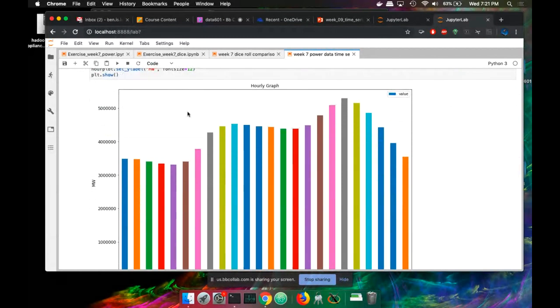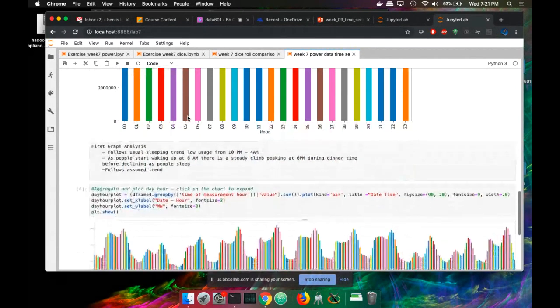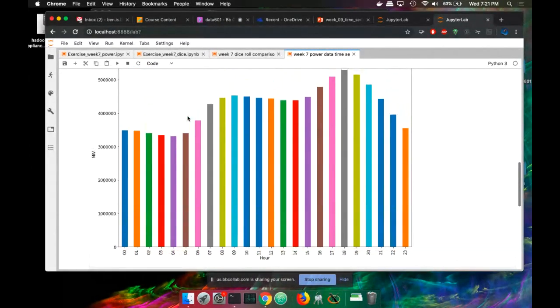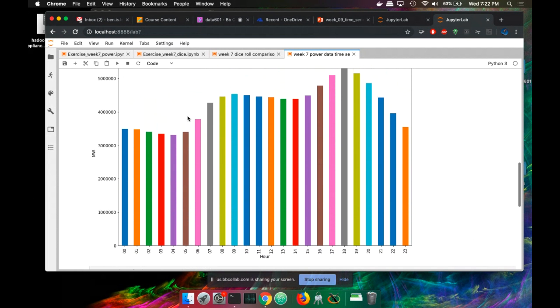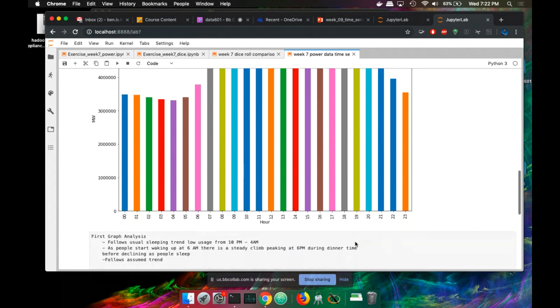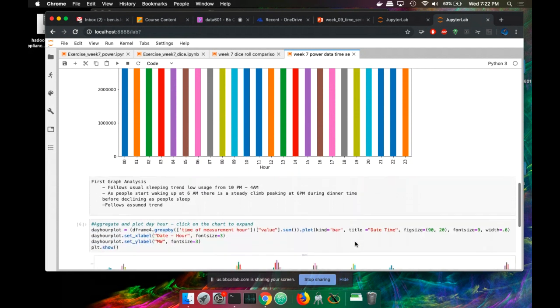And I think it gave me a pretty neat result. For my analysis, I thought that everything was up to par. Everyone's sleeping between 10 p.m. to 4 a.m. And then after that, people start waking up. And around 6, you notice that there's an ongoing trend up until you get to the 18th hour, which is around 6 o'clock. And I'm guessing people are getting home and cooking dinner. So I'm guessing you're using the most energy then.